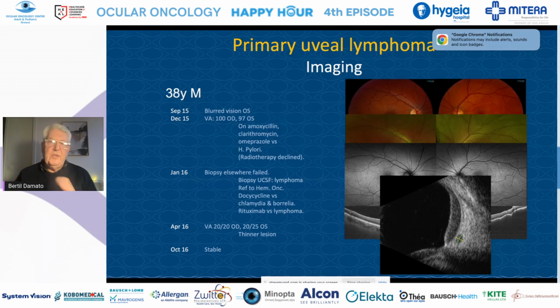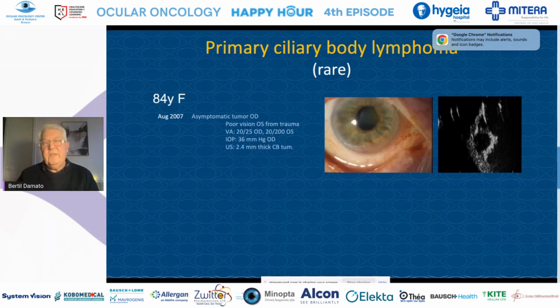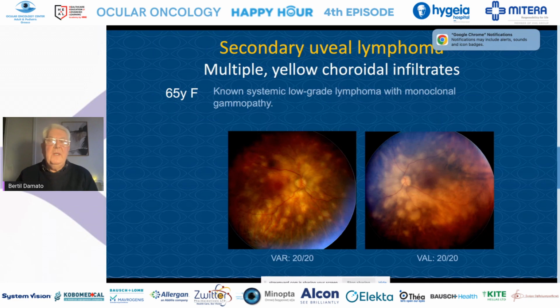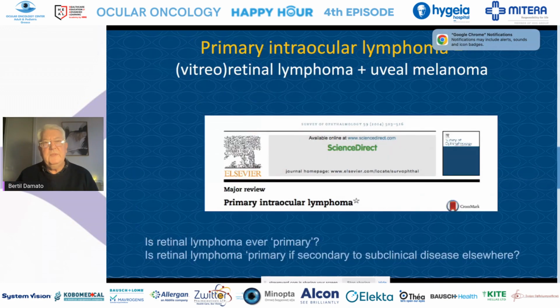And quite a few of these show extraocular extension, not just in the orbit, but also subconjunctivally, where they form these salmon pink colors. And then you can get the lymphoma in the ciliary body. And here's a patient with secondary lymphoma, a patient with systemic disease. And a few patients show these vitreous infiltrates, these choroidal infiltrates, which just sort of sit there without causing any problems, and they don't seem to progress.